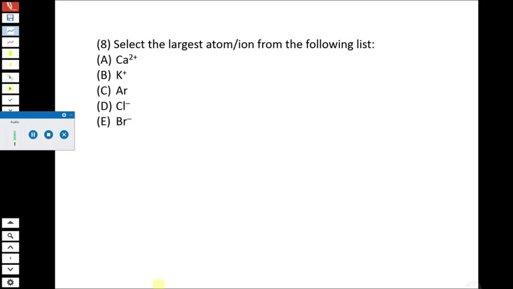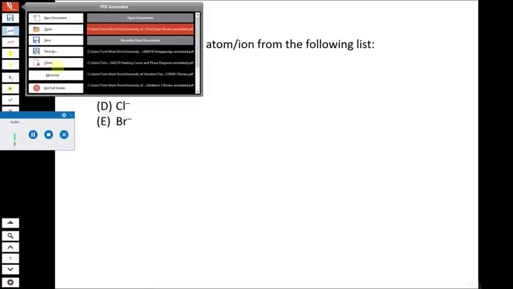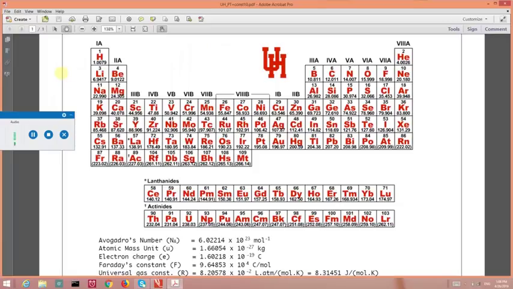So whenever you're given ions and asked to think about their atomic radius, you can't just look at their location on the periodic table. You have to first think about how many electrons they have, what their electron configuration is. If we look at these answer choices, we have calcium 2 plus, K plus, argon, and Cl minus. For calcium 2 plus, we remove 2 electrons from calcium, so it has 18 electrons, the same configuration as argon.